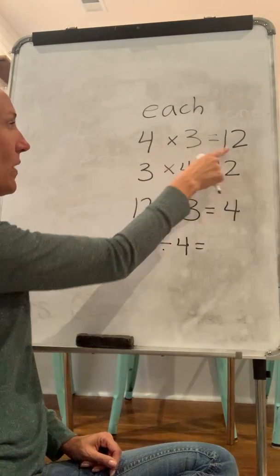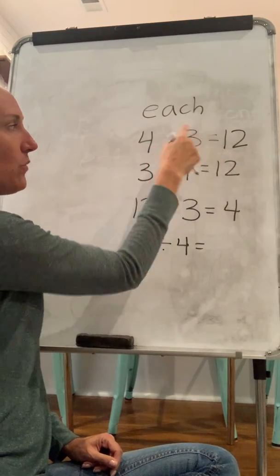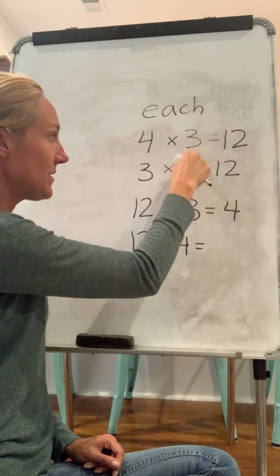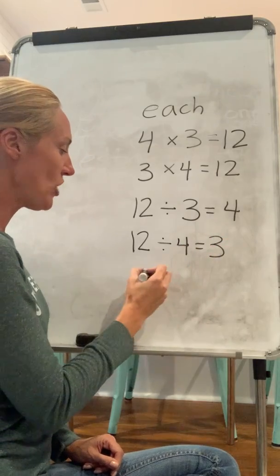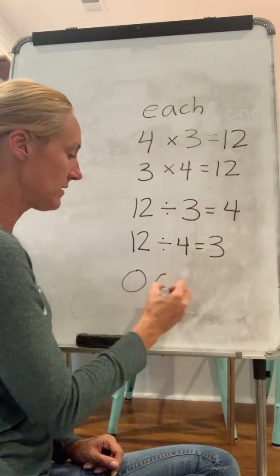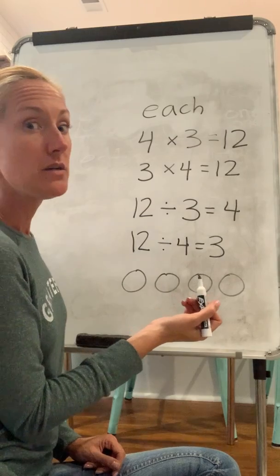Well, I've already used the 12. I've already used the 4. We're in a fact family. We're going to keep using the same numbers. So I think it's 3. Let's check it. Now I have 4 friends and 12 seaweed strips.